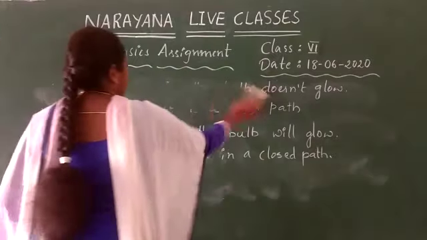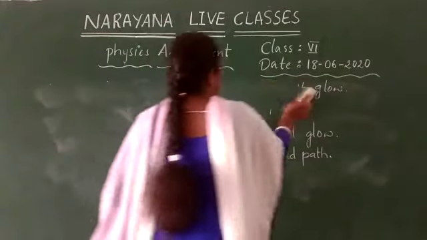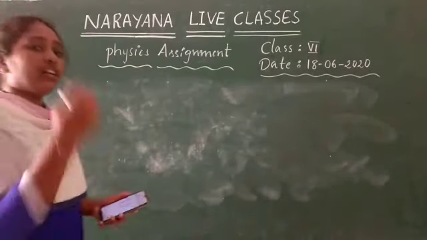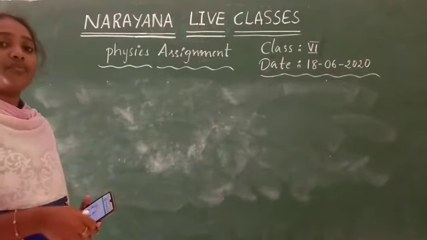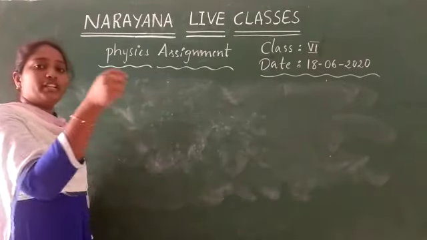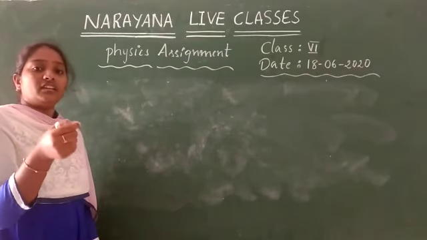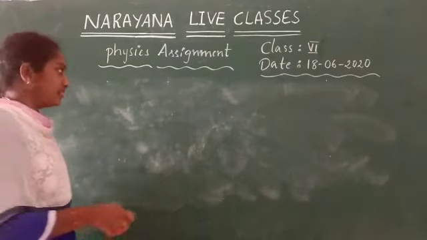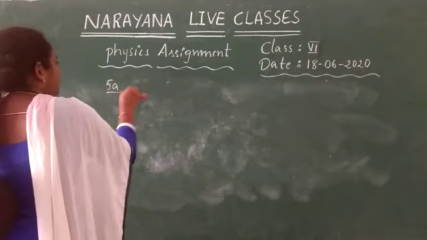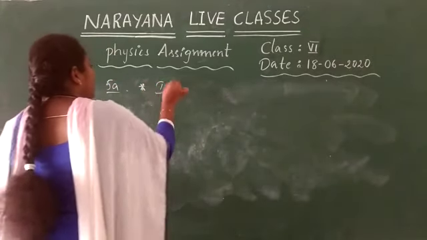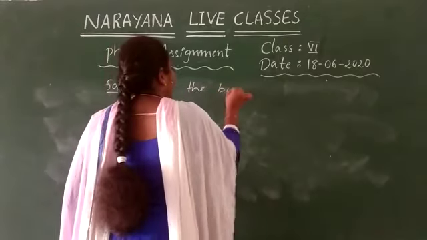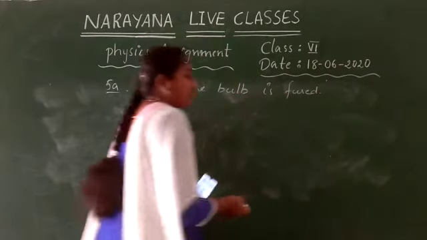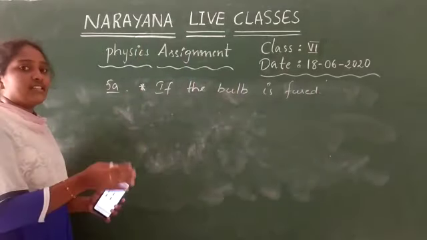And the fifth question. Many times in our houses, even though electricity is available, some of the bulbs don't glow and some of the bulbs glow. What is the reason behind that? The reason is, if the bulb is fused, then automatically the bulb doesn't glow even though the electricity is available.